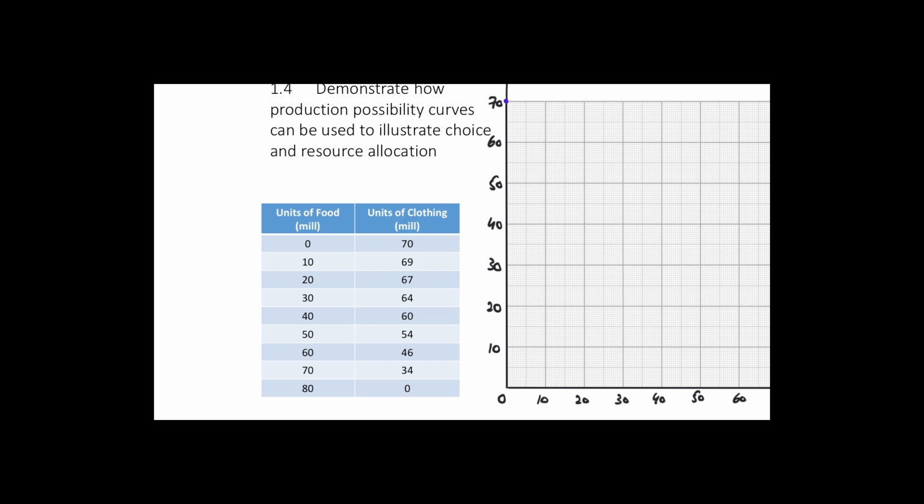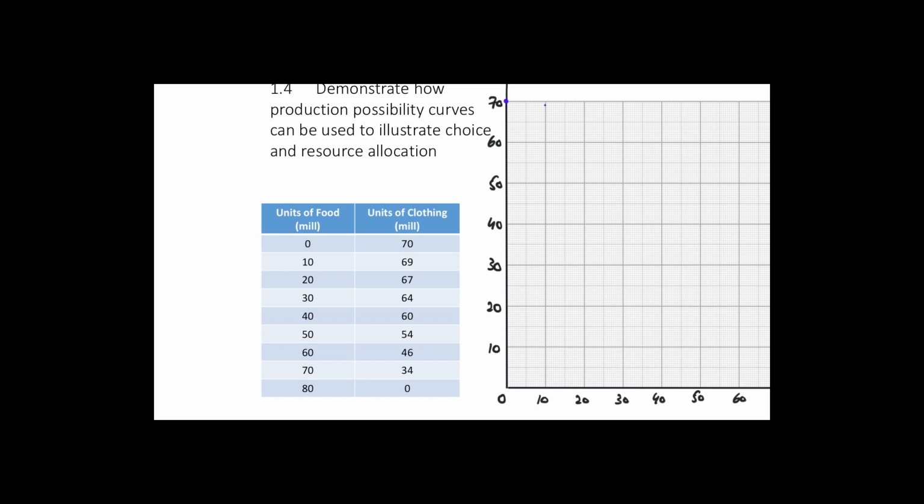It's on the axis. Then what I do is I move some resources towards food. Again, full employment is still taking place, all my resources being used, but I've moved some resources over here. So now I get 10 food and about 69 clothing. The obvious thing is that I have to give up something in order to get something. And what I'm giving up is just 1 million units of clothing to get 10 million units of food. That's a pretty good trade-off in the beginning.